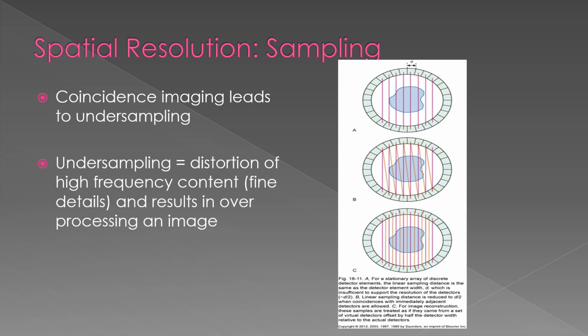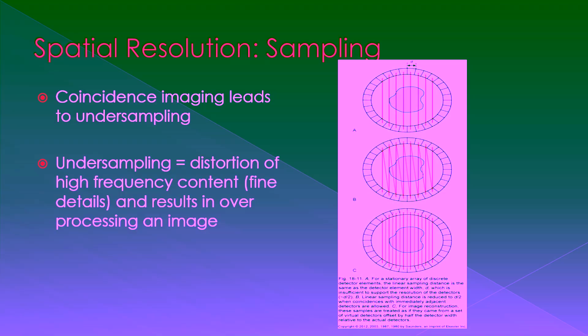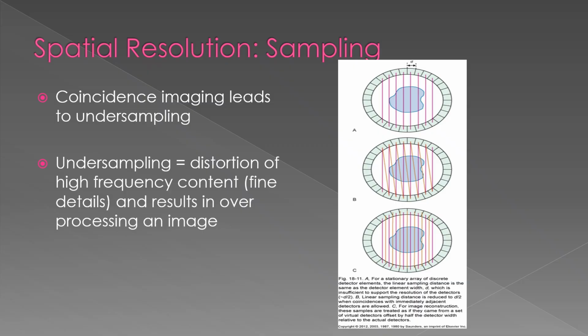Another important thing to remember with PET imaging is that the way that we image with coincidence imaging is going to lead to undersampling. Undersampling is a distortion of high frequency content or the fine details, and it results in over-processing an image.